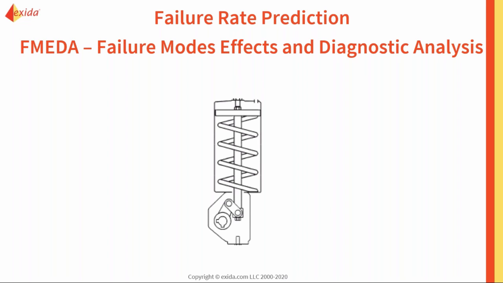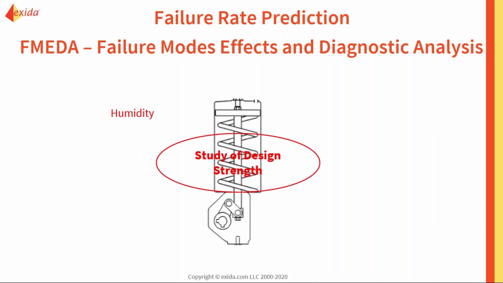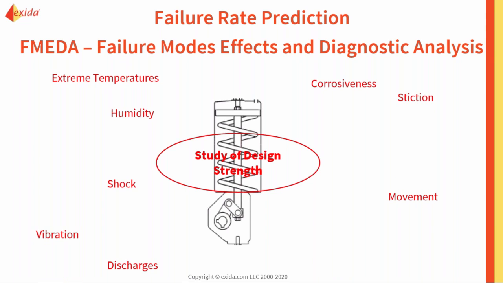I already mentioned how we do a FMEDA. We look at each individual component, every single one, each nut, bolt, screw, O-ring, everything. And we look at the strength of that component versus every stress that we can throw into it. We look at possible stresses like environmental or process stresses, things like shock, vibration, humidity, temperature changes, stiction, corrosion, different movement, abrasive materials, all of that. And we see how your device stands up to it.